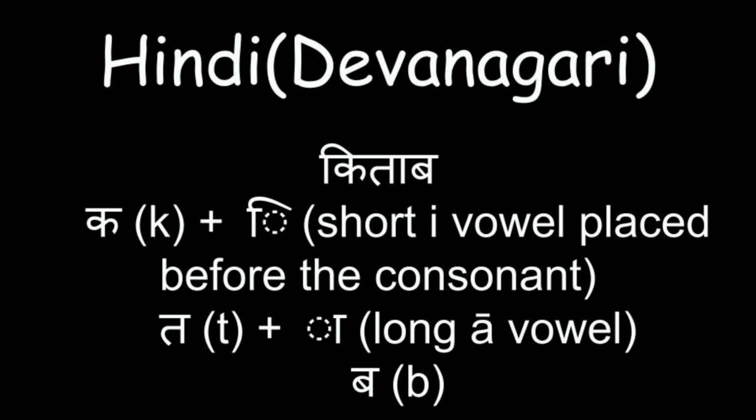In Hindi, the Devanagari script is used, and in this word in Hindi, the first letter is composed of the base consonant symbol, which means a K consonant, and the symbol before it means a short I vowel. The second letter is composed of the base consonant, which means the T consonant, and the symbol after it, which means a long A vowel. The final letter in the word is just the B consonant.